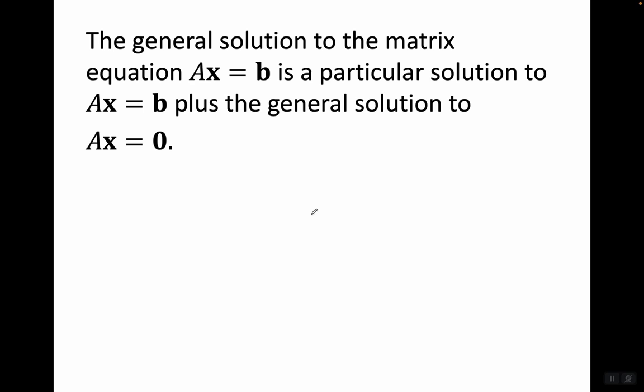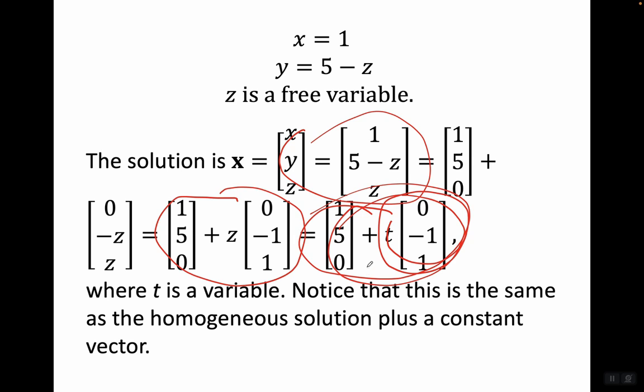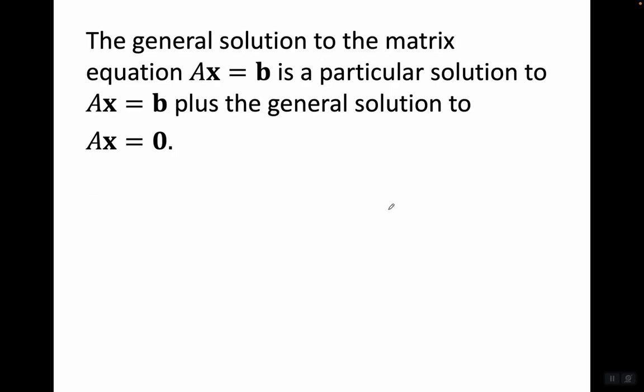Here's another way to put it. The general solution to the matrix equation Ax = b is a particular solution to Ax = b plus the general solution to Ax = 0. So in other words, this is one particular solution to the non-homogeneous system, and this was the general solution to the homogeneous system. Again, the general solution to Ax = b is a particular solution to Ax = b plus the general solution to the corresponding homogeneous system, Ax = 0.